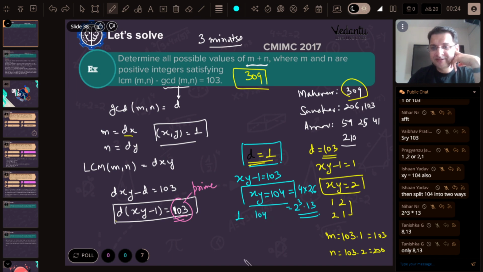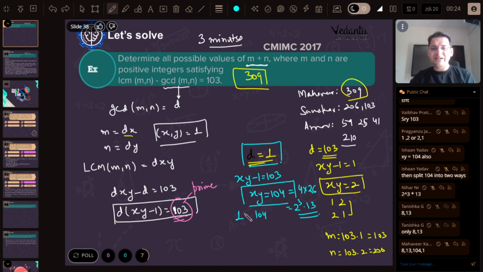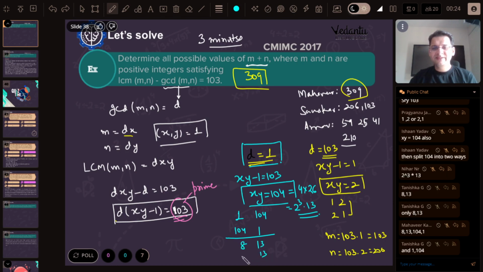What is the problem here? Tanishka, can't it be 104 and 1? The other is 8 here, 13 here. 13, 8.